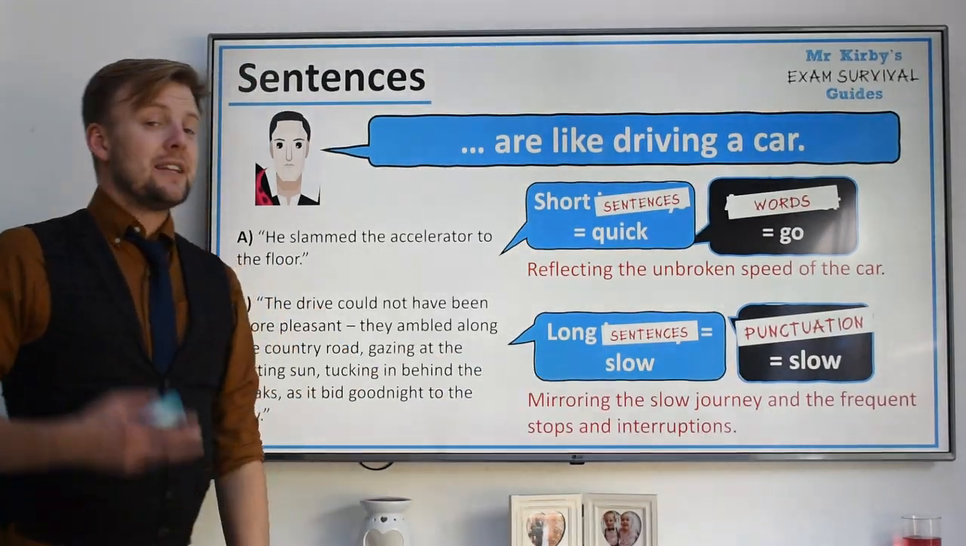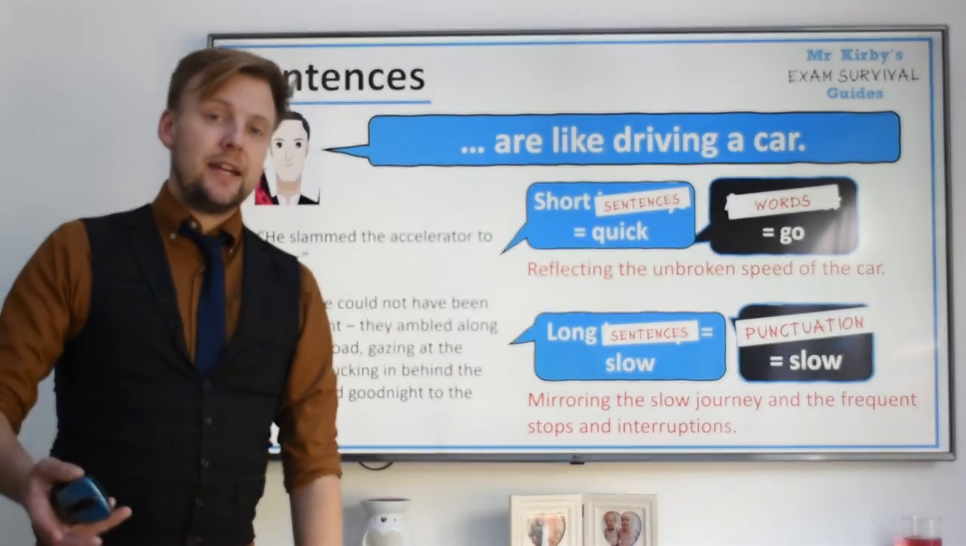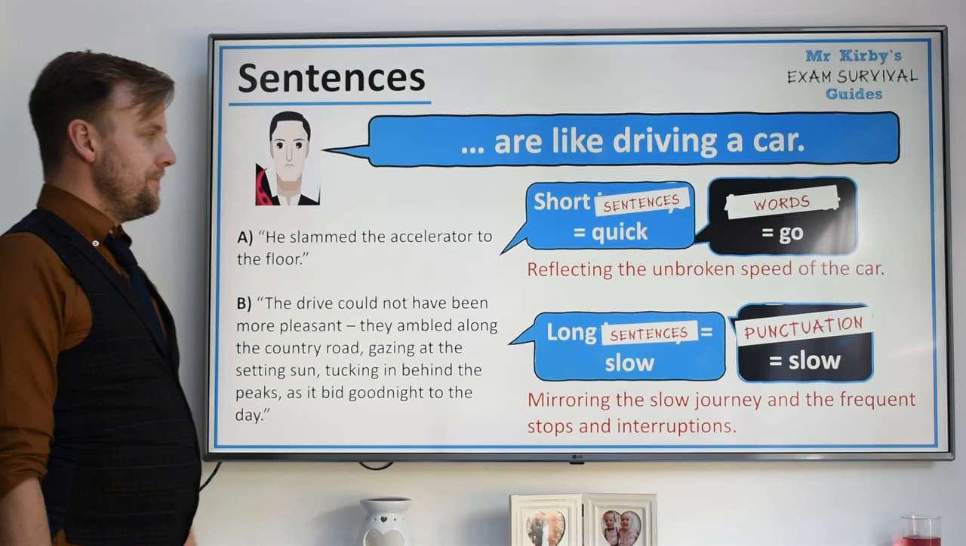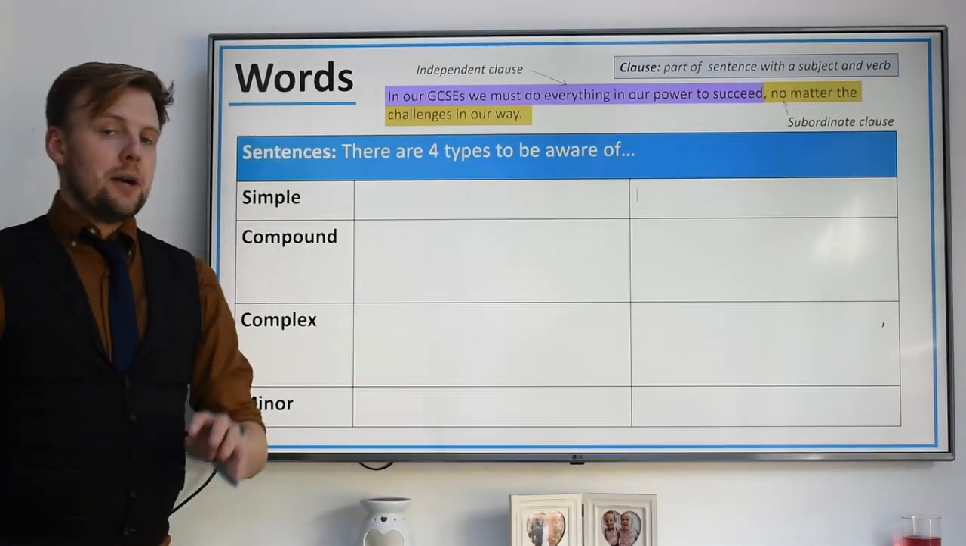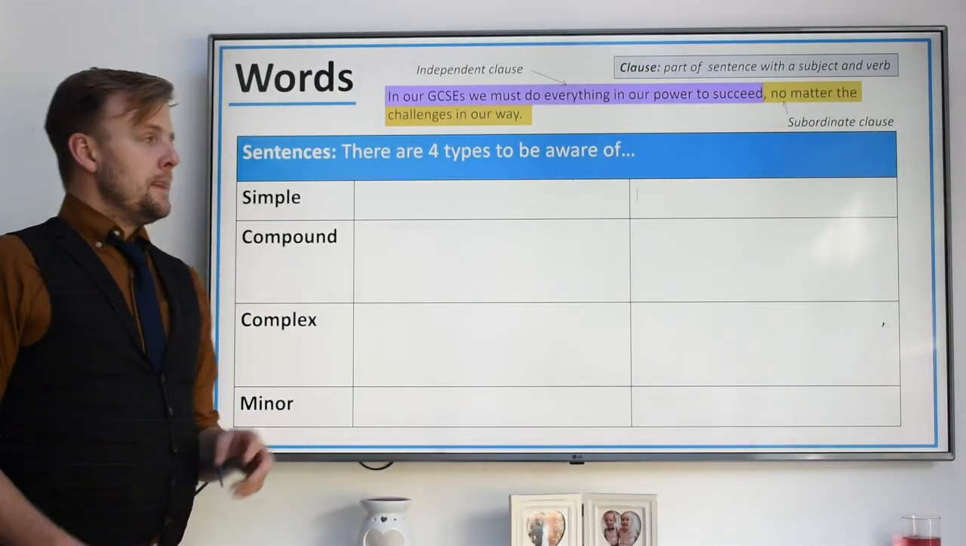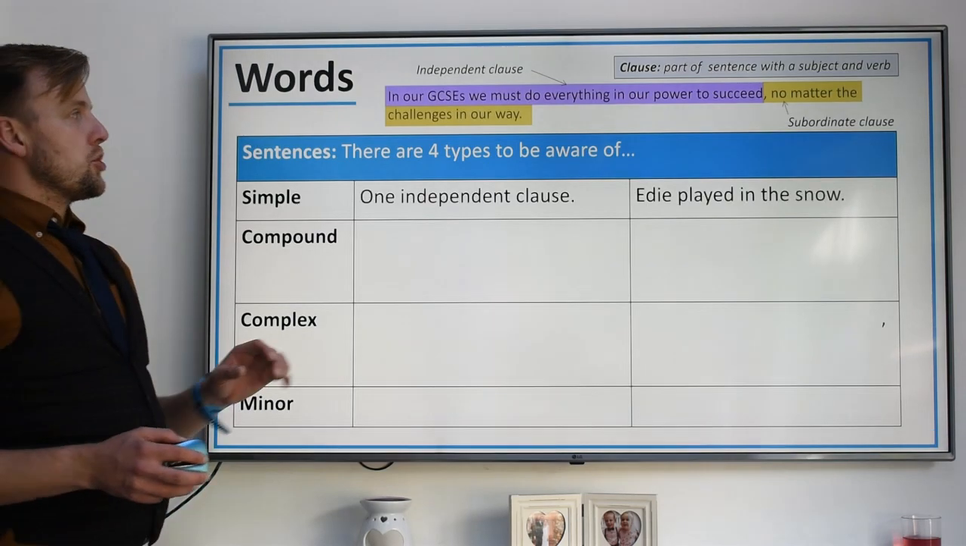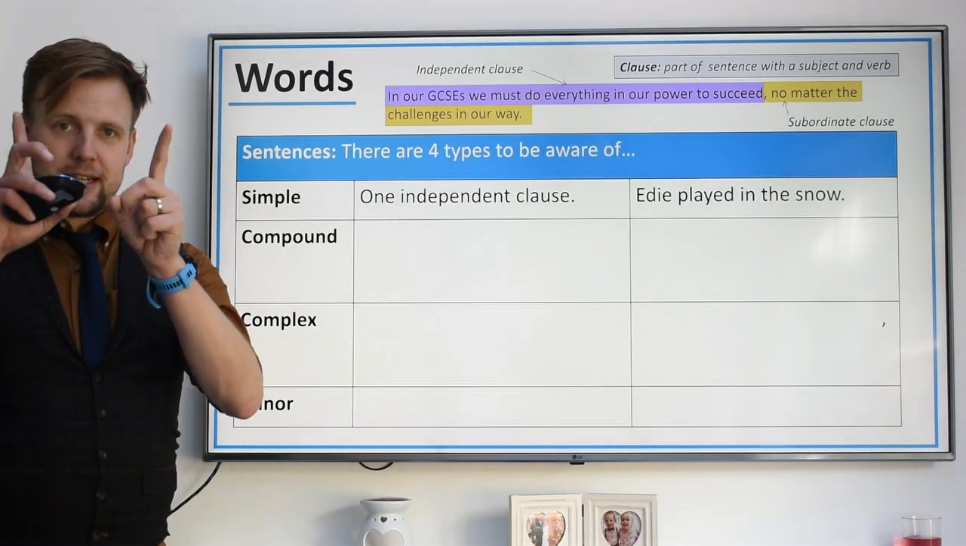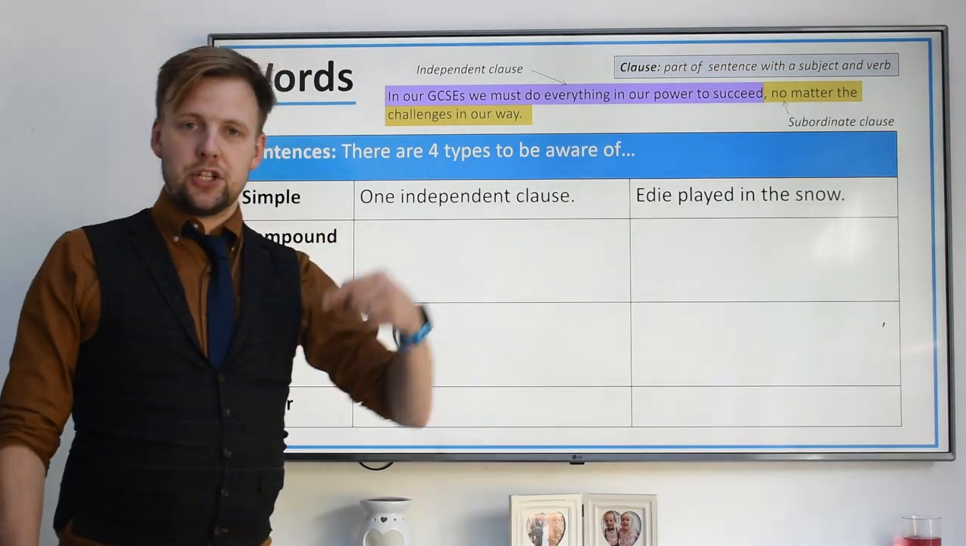That would therefore reflect how long that journey is, how slow it is, and all the interruptions as we go along our journey, okay? There are 4 types of sentences to be aware of. Simple is our most common one. Simple are ones that have just got one independent clause, so one little thing that makes sense on its own. Ed played in the snow.